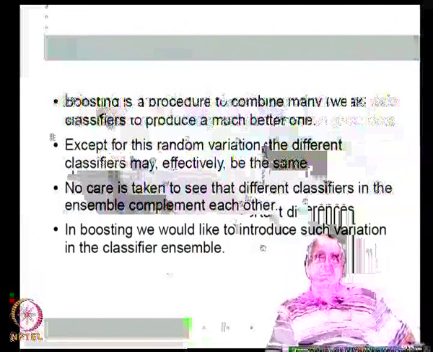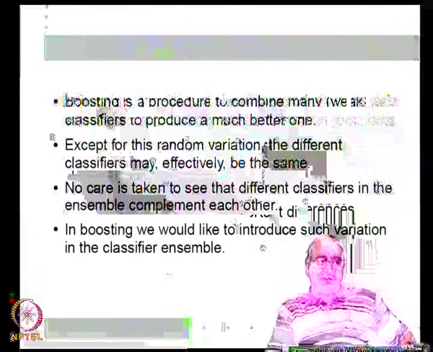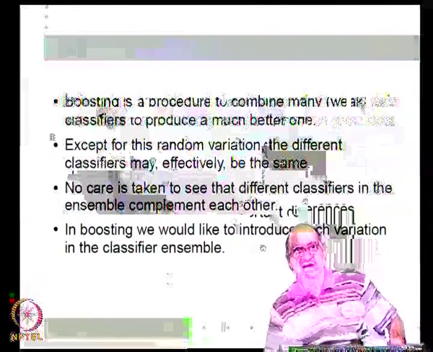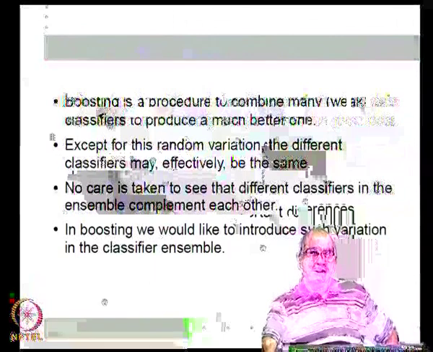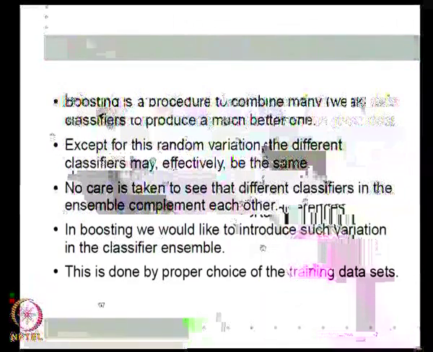So, basically in boosting, we like to introduce such variation in the classifier ensembles. Of course, we still generate random data sets, but we want to purposefully introduce some variation. Now, how can I introduce variation? Essentially, the only difference in different classifiers is the training data sets on which they are trained. So, I have to somehow create different training data sets which have the right variation. Okay.